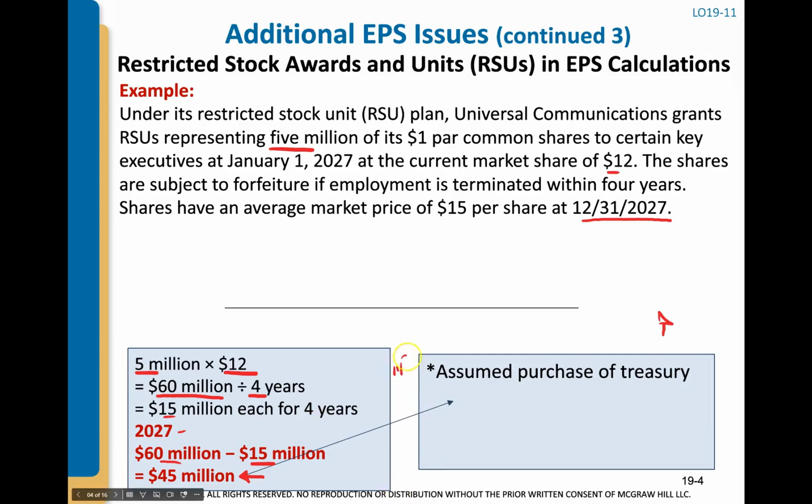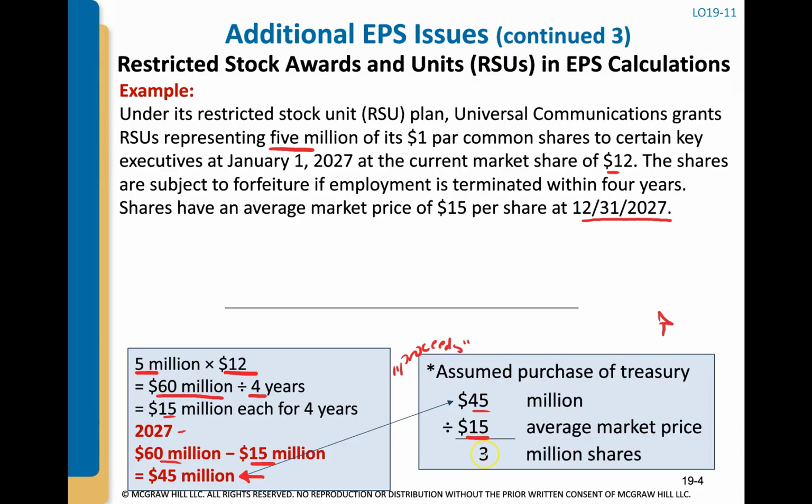So that's what we assume is kind of like the proceeds. I'm going to say proceeds in parentheses, right? That the company uses to buy back shares. And when they buy back the shares, they're going to take their 45 million and buy back the shares at the average market price of $15. So they're going to be able to buy back 3 million shares.